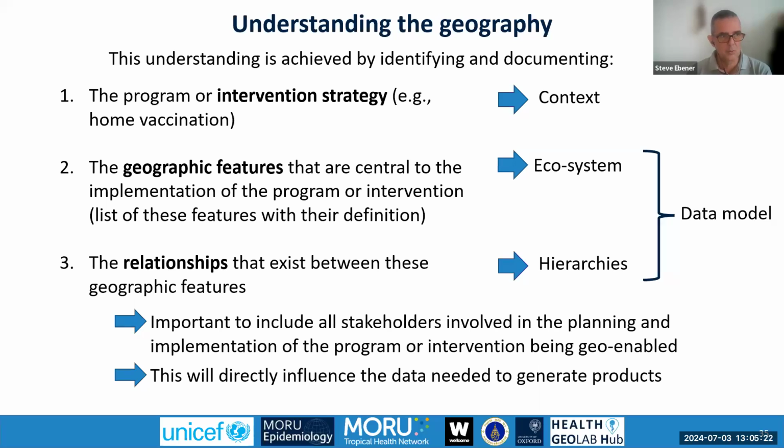Before that, it's really important to mention here that all stakeholders involved in the planning and implementation of the program or intervention that is to be geo-enabled should really be involved from the start of the process. Not only to make sure that you don't forget anything when you look at defining this geography, but also to make sure that there is a common understanding and an agreement on what this geography is. And as you will see, this is something that can have an impact on the rest of the process. I'll show you some real examples in a moment.